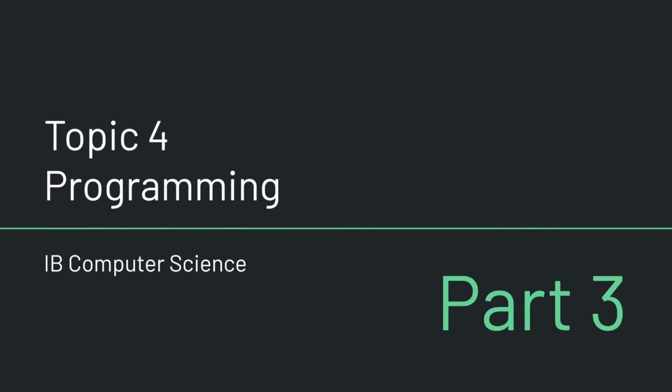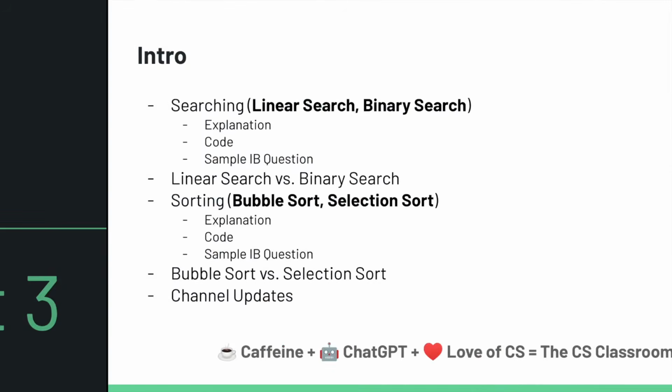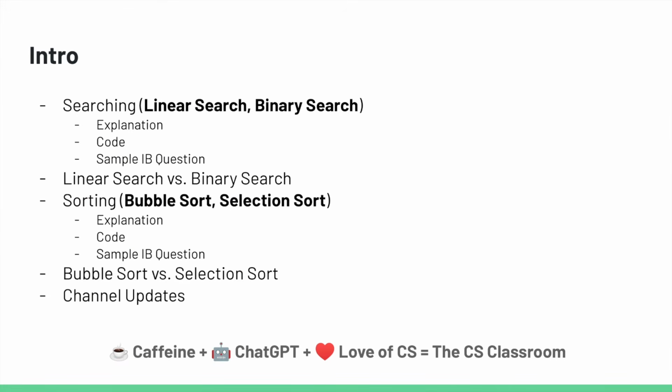Welcome to part 3 of topic 4 of the IB Computer Science curriculum. In this video, I'm specifically going to focus on searching and sorting. For each searching algorithm, as well as sorting algorithm, I'm going to give an explanation, code, and maybe take a look at some sample IB questions. Furthermore, I'm going to compare both of the searching algorithms and both of the sorting algorithms.